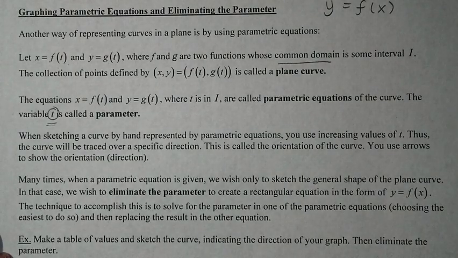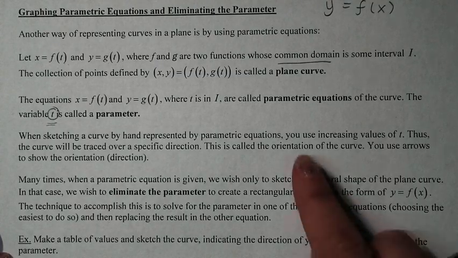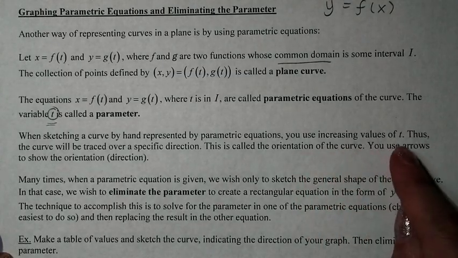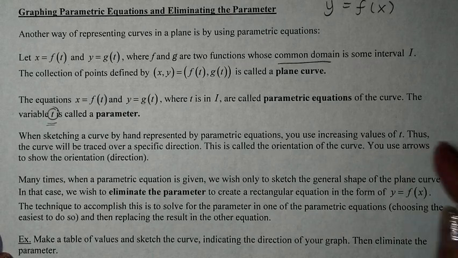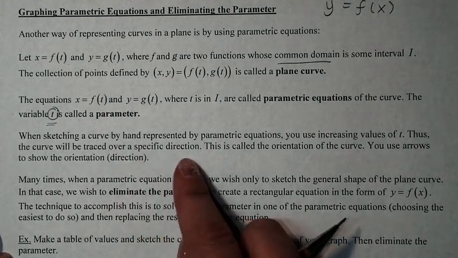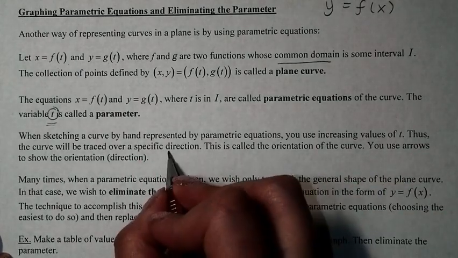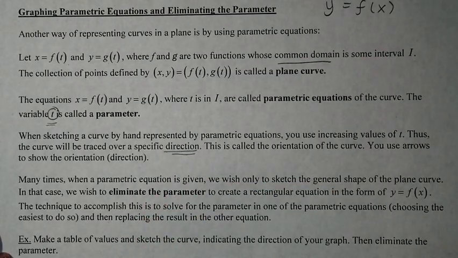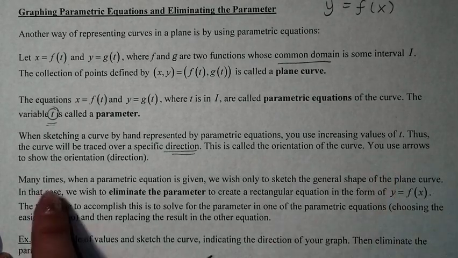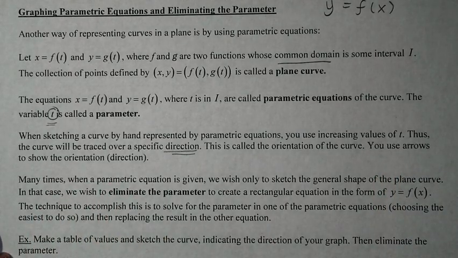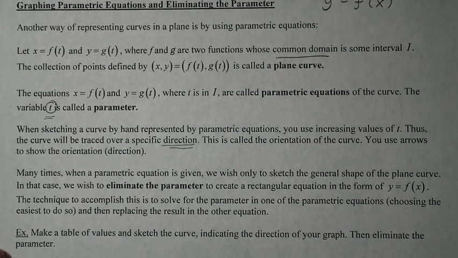When we're sketching a curve by hand, represented by parametric equations, we're going to use increasing values of t. Therefore, the curve will be traced in a specific direction, okay? This is called the orientation of the curve, and we're going to use arrows to show the orientation or the direction, okay? It's going to be pretty simple. Just pay attention to the details and you'll be fine.